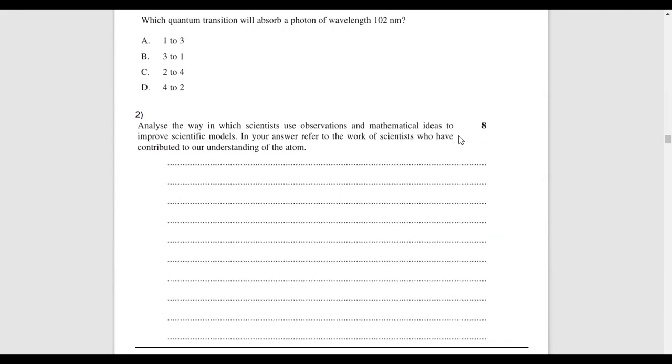Okay, so here you've got 8 marks. We've gone through similar questions, so I won't go through this one, but it asks for scientists to use observations and mathematical ideas to improve scientific models. Specifically, you want to talk about the work of scientists who have contributed to our understanding of the atom. So you probably want to think of starting from, say, Dalton, moving on to Thomson.